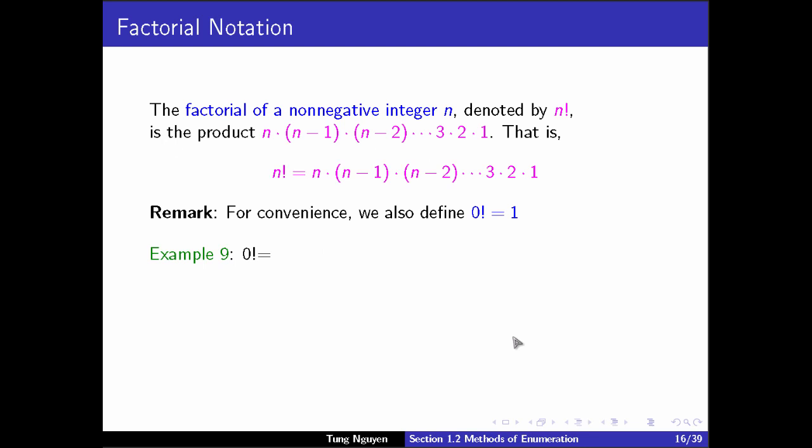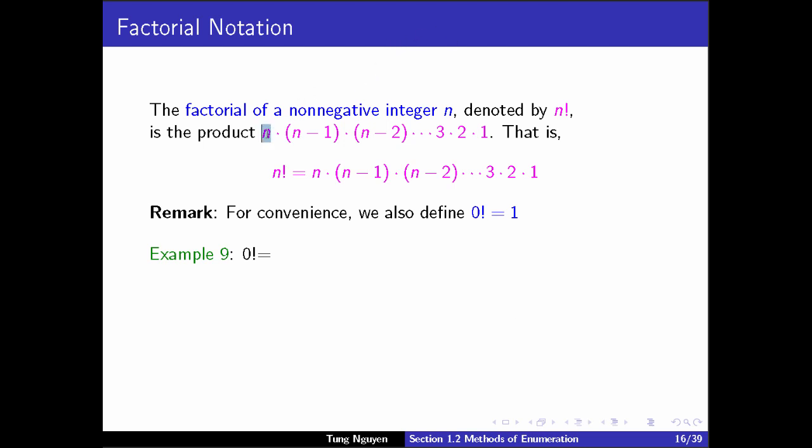Okay, next, let's learn the factorial notation. This is just a notation which allows us to write things shorter to save time, and it also looks neater. So what is the factorial notation? If we have a product of positive integers, and these integers are consecutive integers.